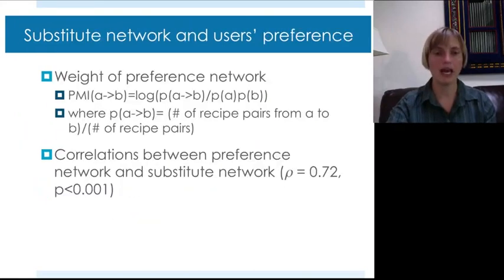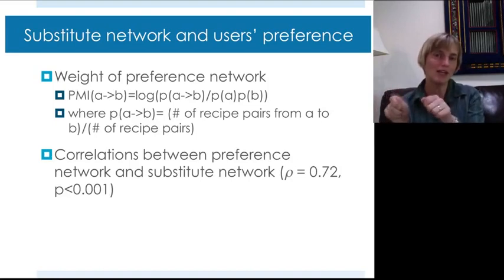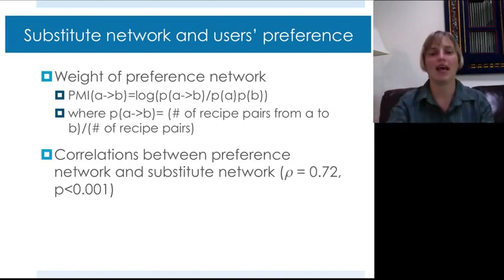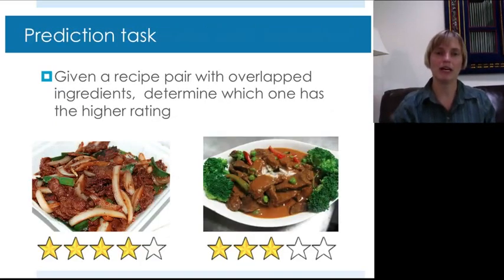And what you end up seeing is that there is a correlation between the substitutions that are suggested in the comments and the differences in ratings of recipes that overlap in ingredients, except you would get one recipe out of the other if you just did that substitution. So we have a very high correlation, which tells us that these networks encode user preferences. So let's see if, given two different related dishes that are somewhat different, we can predict which one is going to get the higher rating.